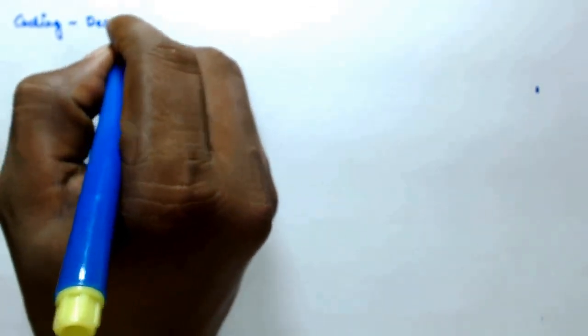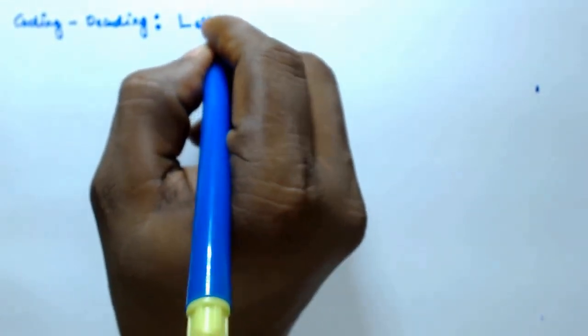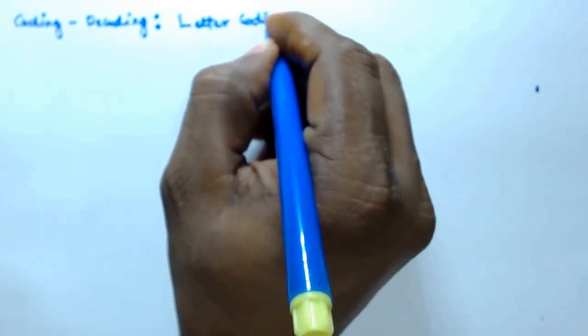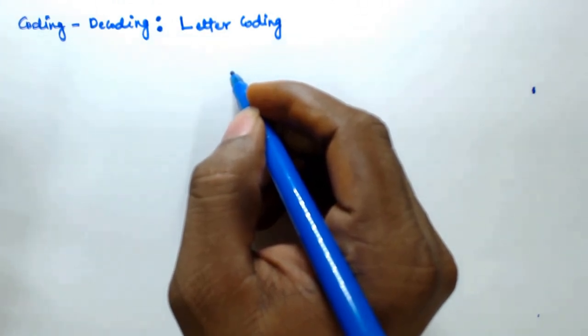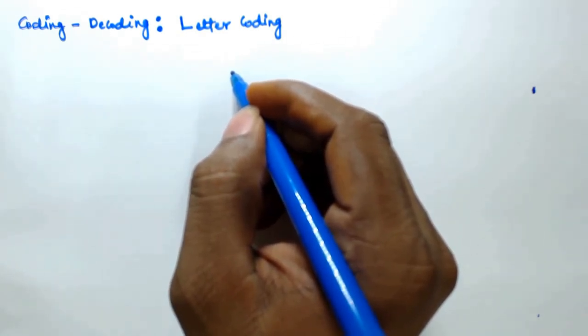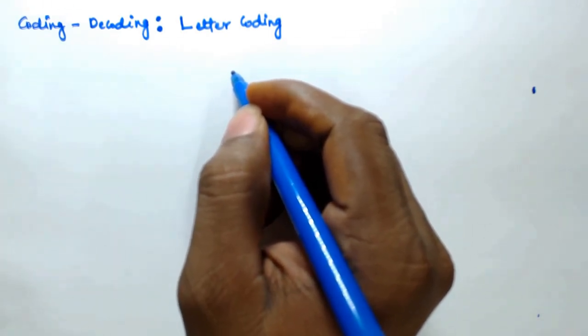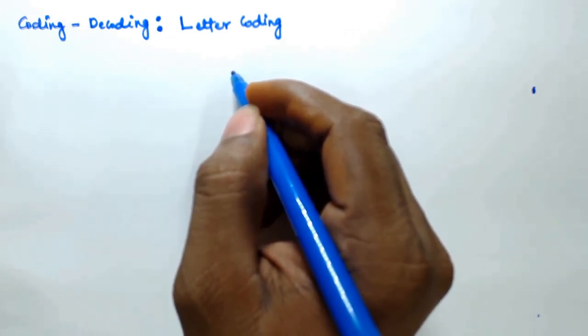In this video, we will see another type of coding and decoding problem, based on letter coding. So what is letter coding? In letter coding, the word and its coded word both contain the same kind of letters, but their order is jumbled. So we need to find that jumbled order to find the coded word of a given word.